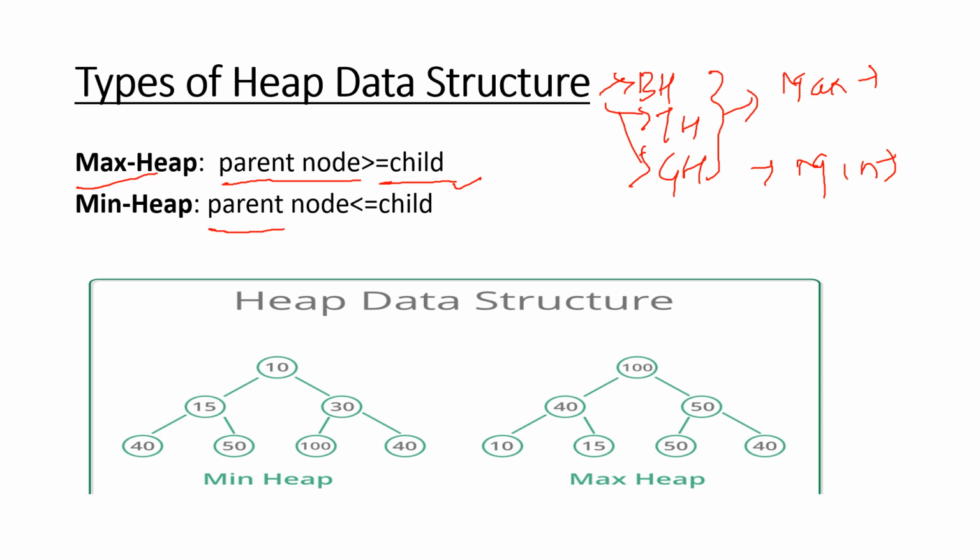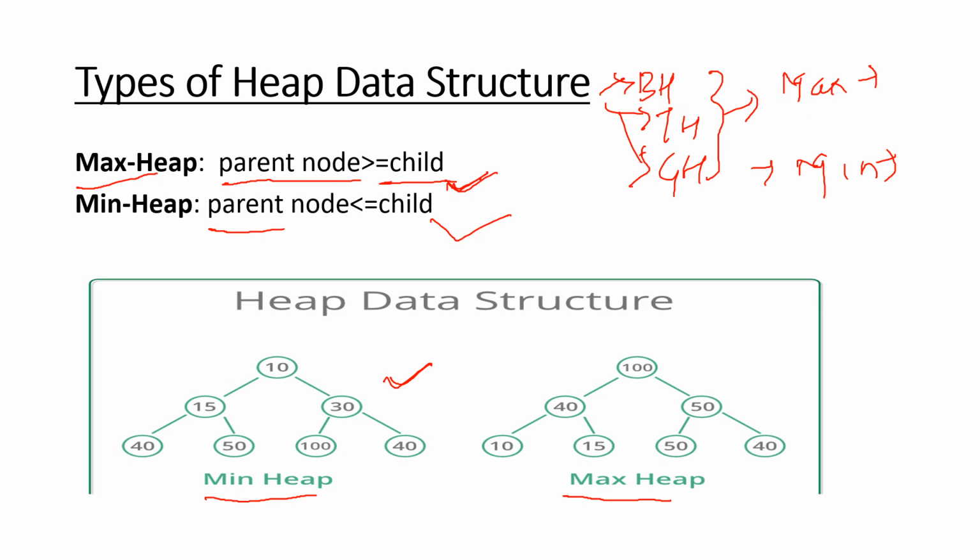So max heap means that a parent node is always greater than or equal to the children nodes, that's called a max heap. And in min heap, the parent node is less than or equal to the children, that's called a min heap. So if you observe this tree, this is a min heap, this is a min heap, and this is the max heap. And what the max heap is saying is that the parent node is always greater than or equal to its children. Do remember, max means the parent is always maximum, and min heap means the parent is minimum.